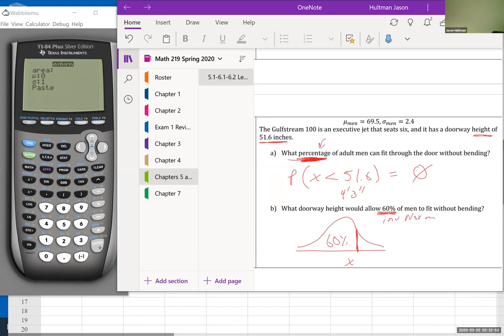Can you repeat that, please? Yeah, if they ask for the percentage, then it's normal CDF. If you're looking for the percentage, it's normal CDF. If they give you the percentage, it's inverse norm.